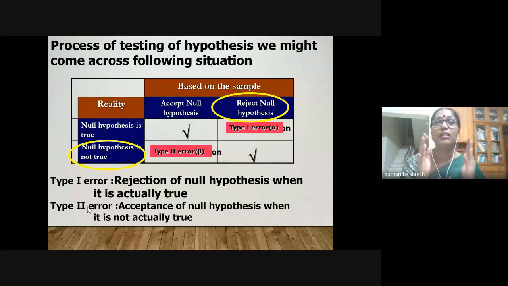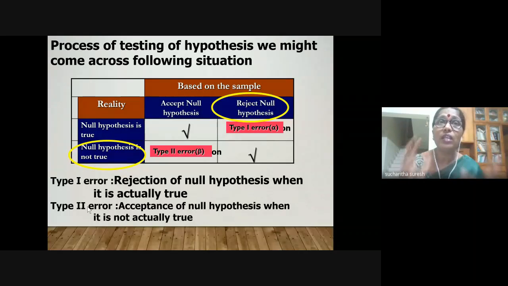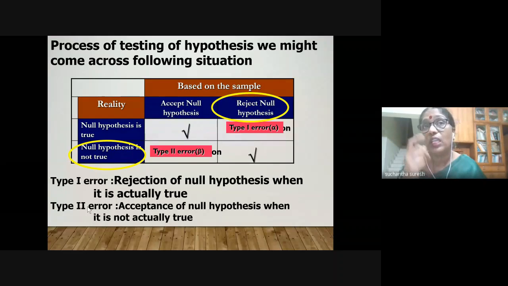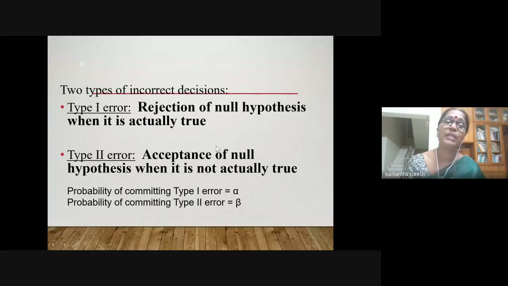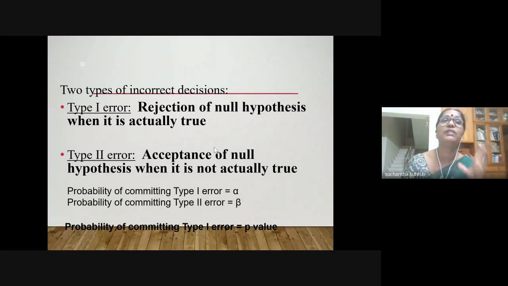So the error I was talking about is these two errors, type 1 error and type 2 error. We might wrongly reject the hypothesis, we might wrongly conclude. So this error has to be estimated. Both errors simultaneously we cannot estimate, so we talk about estimating the probability of committing type 1 error, because it is a severe error. That probability is equal to the p-value, what we are estimating through testing of hypothesis.